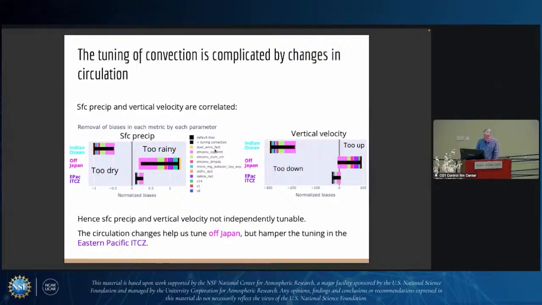But there's still a problem with the Eastern Pacific ITCZ. It seems a little strange that, for instance, this Cape limit parameter both boosts the precip in Indian Ocean and ITCZ. So I'm not quite sure why that's happening, but again, we're working on it.